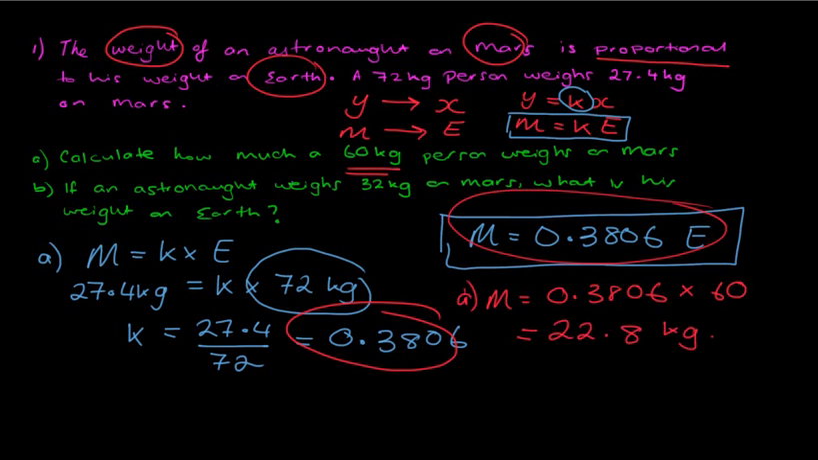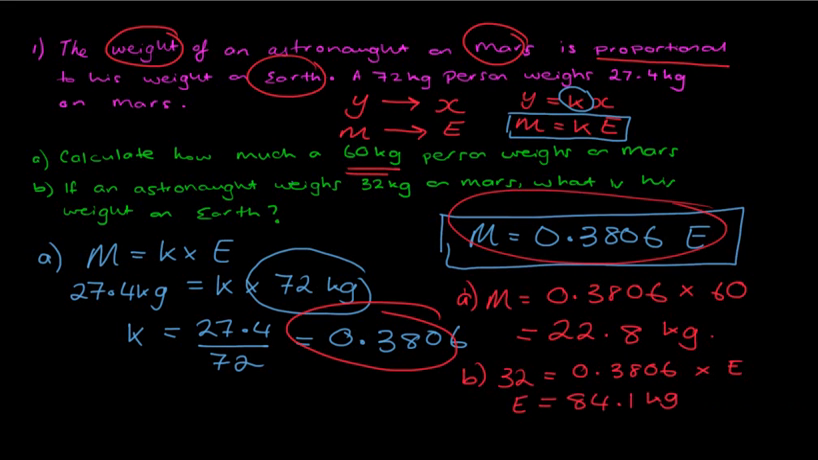Once you've got that formula, you just bang it in. The second question says, if an astronaut weighs 32 kilograms on Mars, what's his weight on Earth? Well, you're doing exactly the same thing, but you're putting the 32 where the Mars is: 32 equals 0.3806 times the Earth weight, because we don't know what that Earth weight is going to be. That's what we're looking for. Again, if you're using a graphics calculator, simply type it into equations mode and let it solve it. Otherwise, we're doing 32 divided by 0.3806, because division is the opposite of times. Either way, your Earth weight in this instance is going to be approximately 84.1 kilograms. How good is that?